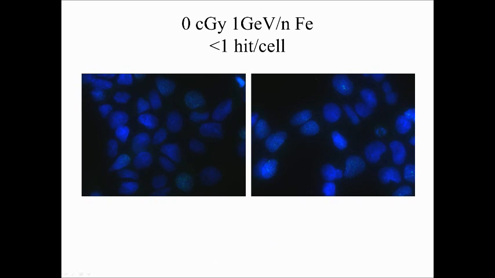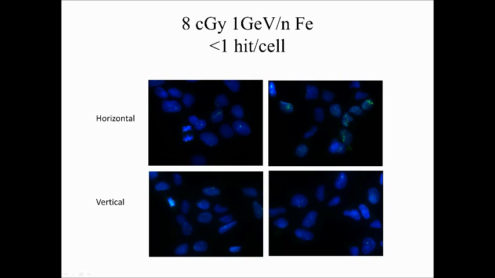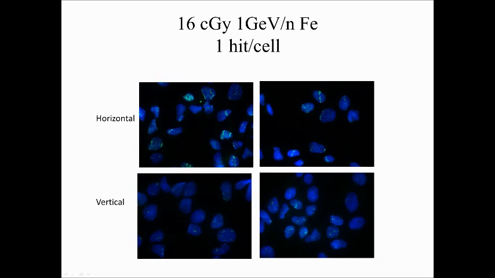This is the control, less than 1 hit per cell, nothing. This is 8 centigray, so a 1 GeV ion, less than 1 hit per cell. This is the horizontal irradiation, and this is the vertical. Can you see the frequency? Look at the track numbers, look at the vertical foci. This is 16 centigray, 1 hit per cell, more or less. Horizontal, well, look at this. It's not perfect. It's not a perfect 1 hit.